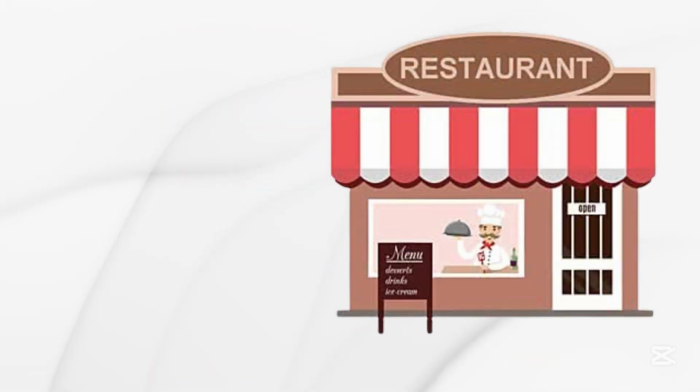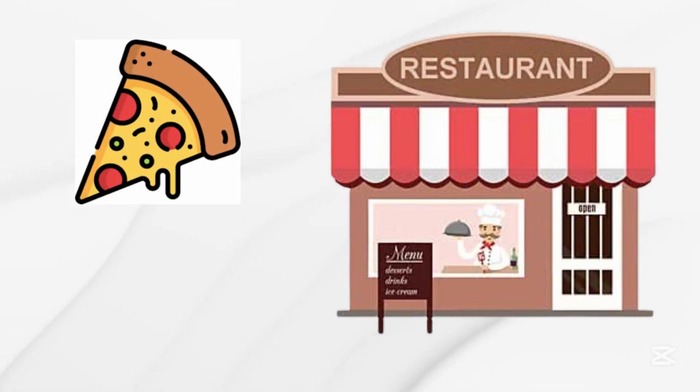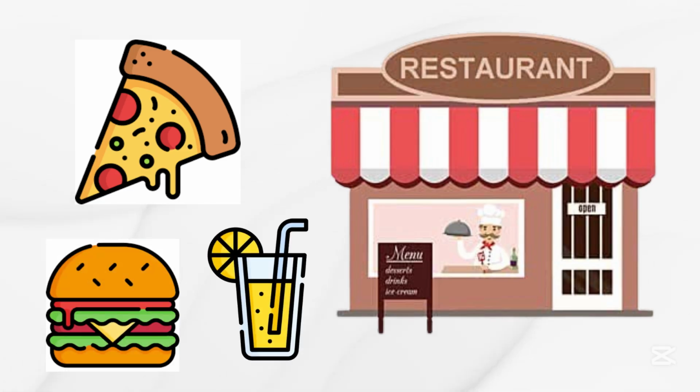Let's go back to our restaurant example. We can think of if-else like this. If the customer wants pizza, then serve pizza, else if the customer wants burger, then serve burger, else if the customer ordered juice, then serve juice, else show them the menu again.